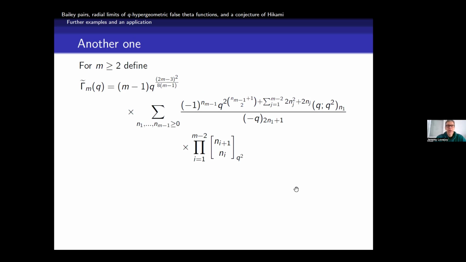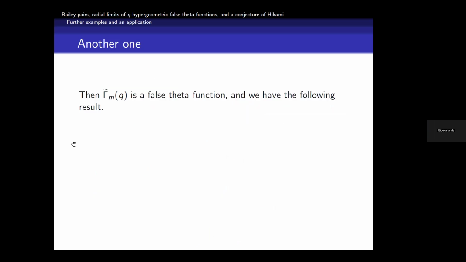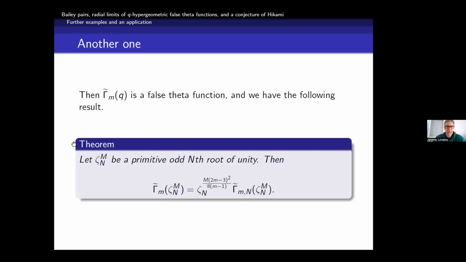Okay, so let me give one more. I'll just state this. I won't go through the argument. So we define a function gamma_m of q. So this is a q-hypergeometric series. We define its truncated version, which is obtained just by truncating. And it turns out this gamma_m tilde is a false theta function, and we have the following result. Again, we have to use primitive odd nth roots of unity to avoid poles. But the radial limits are obtained by evaluating the truncated series. That's what this theorem says.